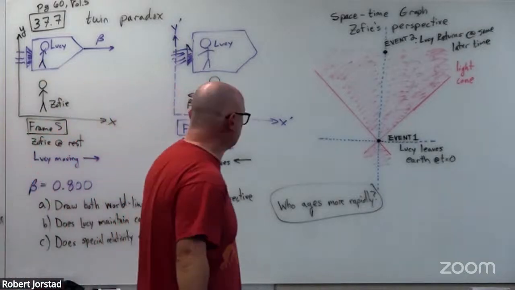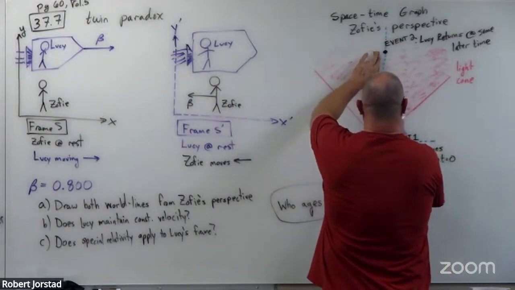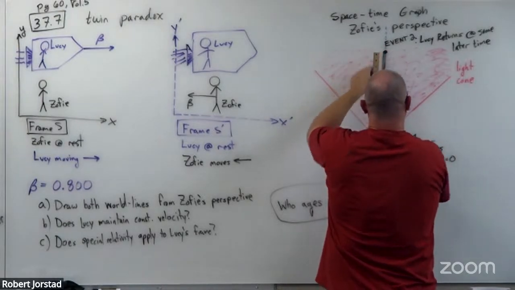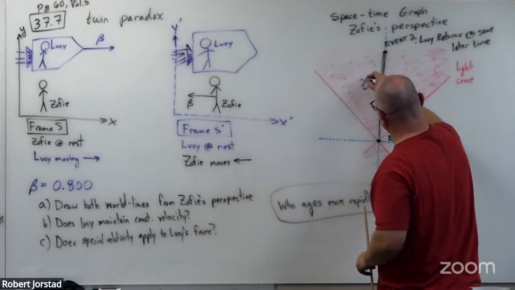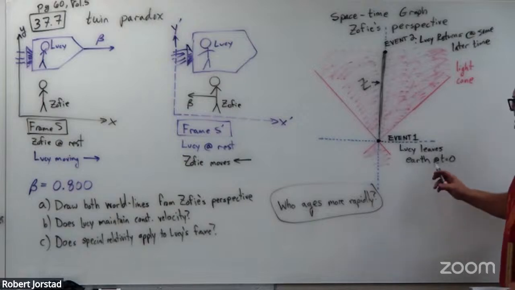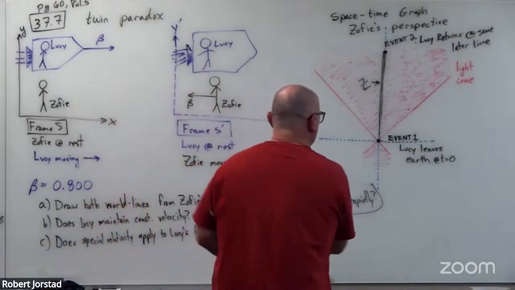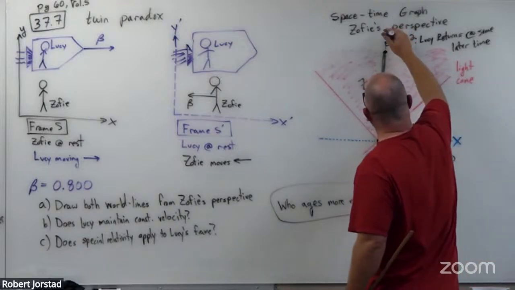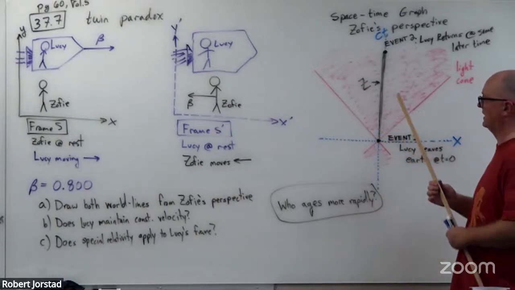So I'm going to start with Sophie. From Sophie's perspective, Sophie remains at rest for however many years it takes Lucy to do this trip. So it's basically a straight line up and down. This black line here is Sophie. That's Sophie's world line, straight up. In this case, I forgot to label the axes. This axis right here is X, and this axis up here is CT. So X remains constant. What will Lucy's look like?